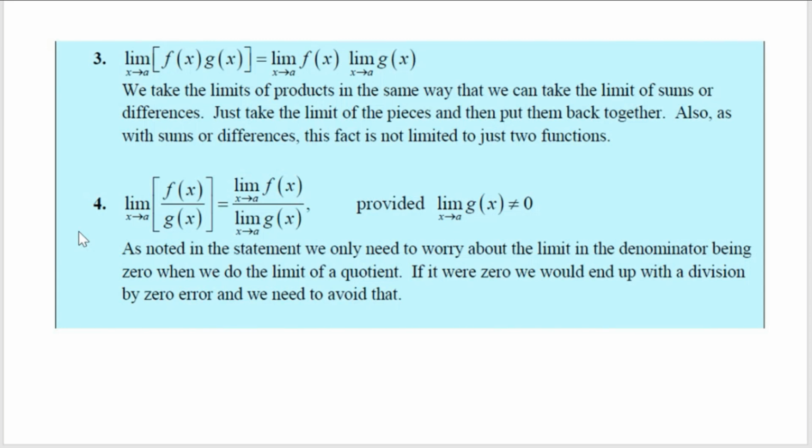Now for number 4, this is for division or the quotient. The limit of f of x over g of x as x approaches a is equal to the limit of f of x as x approaches a, all over the limit of g of x as x approaches a, provided that the limit of g of x is not equal to 0 as x approaches a. What will happen if it's 0? It makes the given function undefined. That's why we have to remember this notation: the limit of g of x is not equal to 0, or else it becomes undefined.